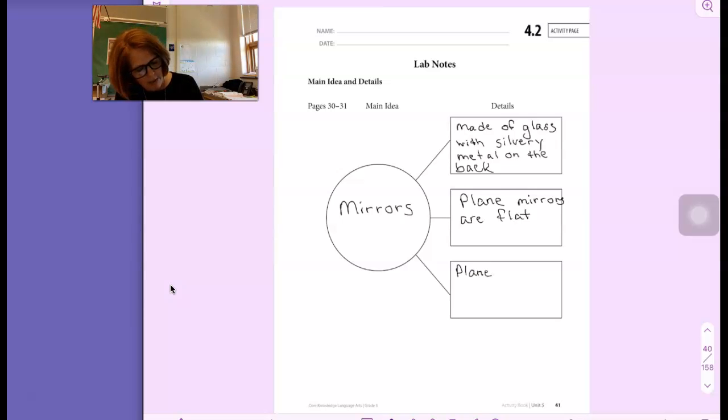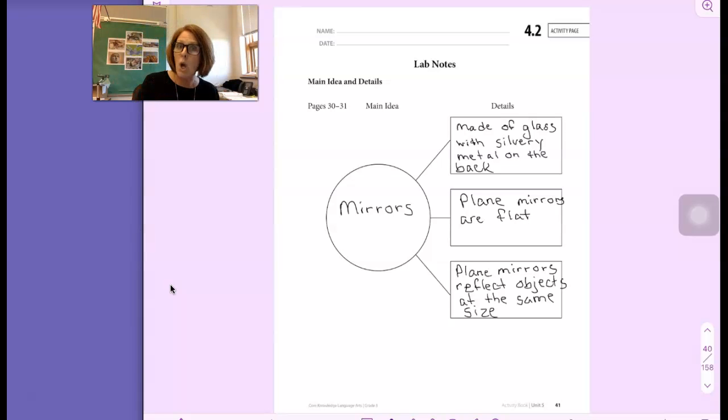And then it tells us how it reflects things. Plane mirrors reflect objects at the same size. So when we look at ourselves in a plane mirror, in a mirror at home, we look the same size as we are normally. It doesn't change. We're going to find out about some mirrors that do change the way that looks.